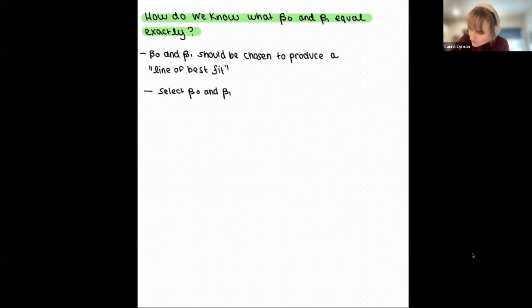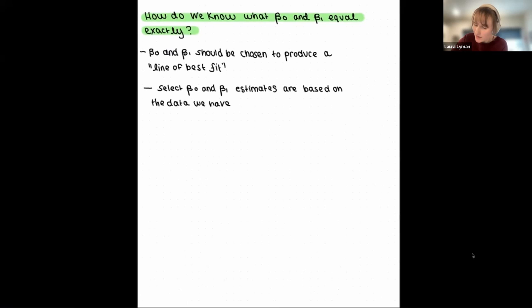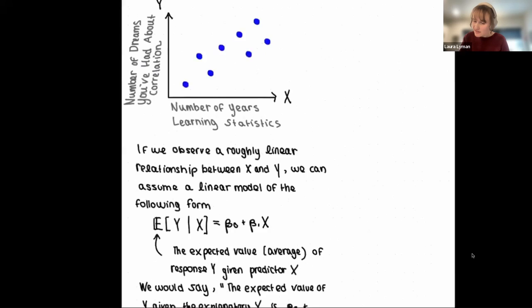we should note that whatever estimates we have for these values are based on the data we have. So what do I mean by that? Well, I mean specifically that these values change if we add or remove data points.